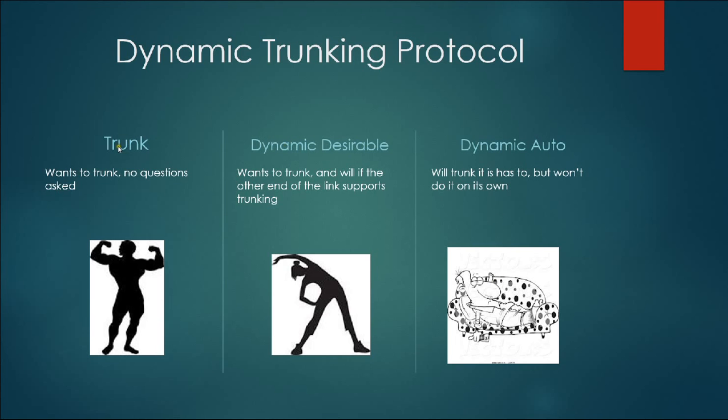Now, if there's a trunk hooked to dynamic auto, then dynamic auto will trunk. And if a dynamic desirable is connected to dynamic auto, a trunk will be formed. The only time a trunk will not be formed is if dynamic auto is connected to another dynamic auto port. No trunk will be formed. It'll remain an access port.